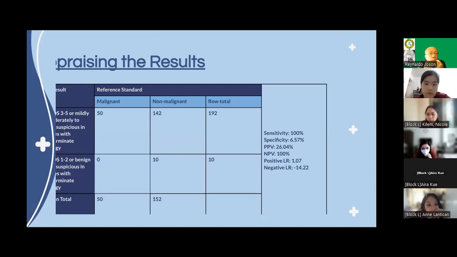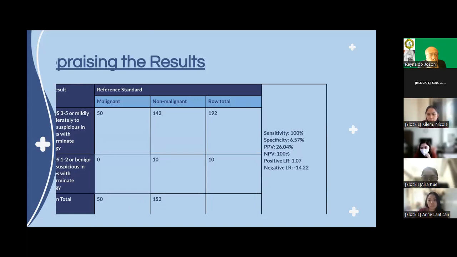The second row po is TRADS 3 to 5, or mildly to moderately to highly suspicious nodules with indeterminate cytology on FNAB. The third row po is TRADS 1 to 2, or benign to not suspicious nodules with indeterminate cytology. For the mildly to highly suspicious nodules, 50 of them were malignant on final histopath, and 142 of them were non-malignant on final histopath, with 192 total for TRADS 3 to 5.